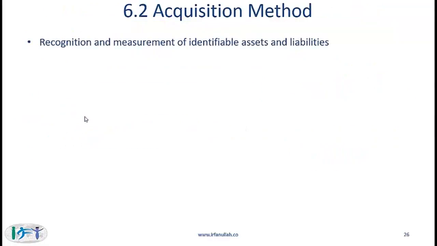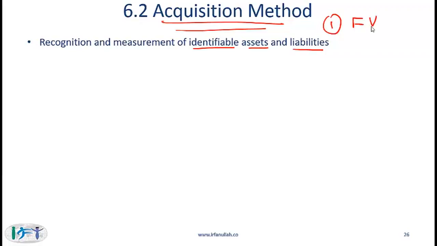Now we come to the acquisition method, which is the method that has to be used according to both US GAAP and IFRS. Recognition and measurement of identifiable assets and liabilities. Here there are two major points. The first is that assets and liabilities are brought over at fair value.